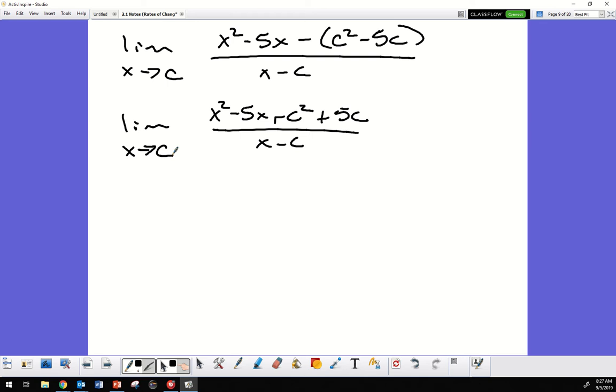All right, so now for this one right here, factor by grouping. You can take out an x, right? And I'm left with x minus 5. Take out a c, and I'm left with positive c, right? And I'm left with c plus 5.